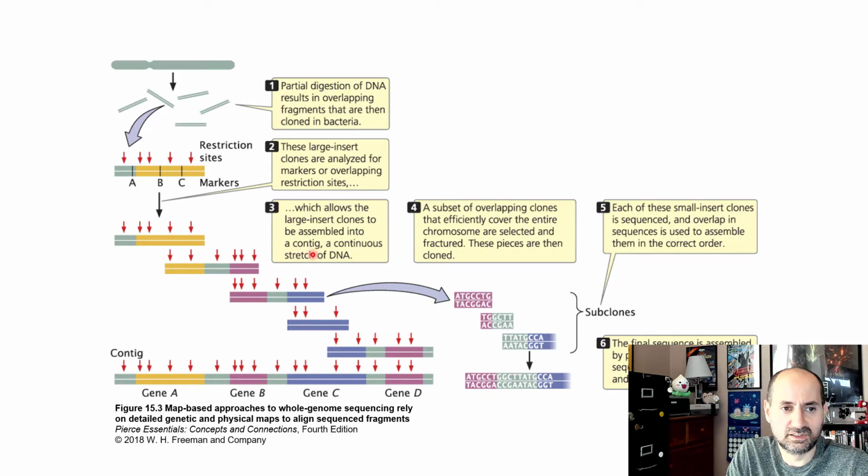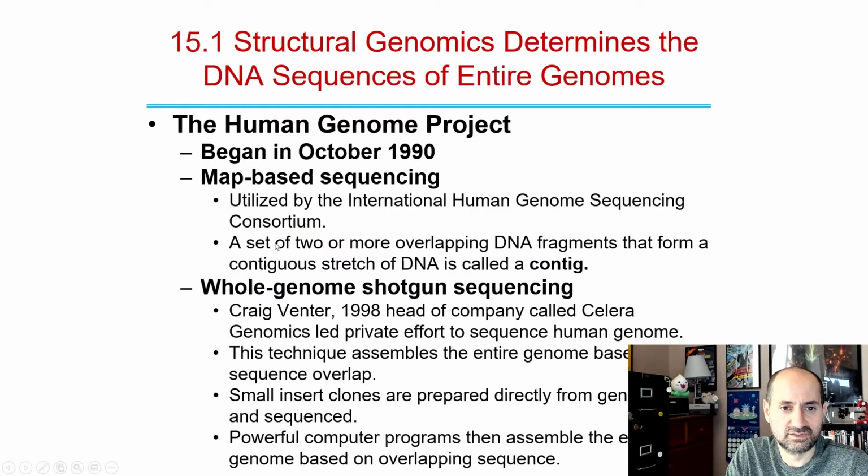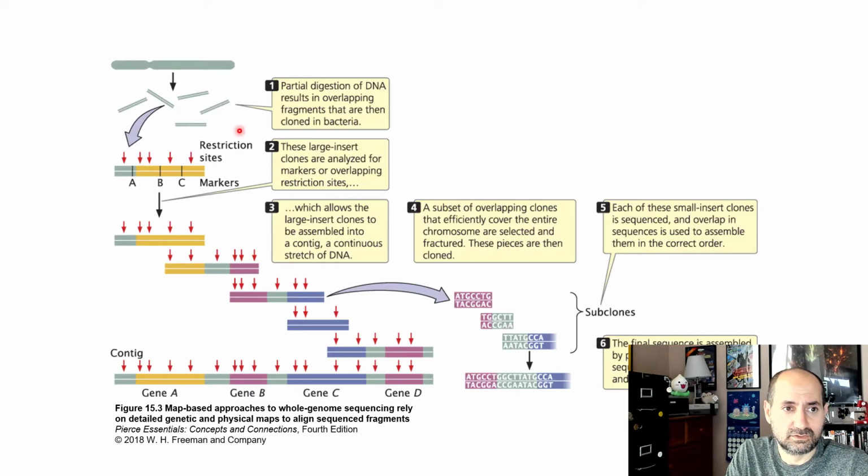I just told you what a contig is, a continuous stretch of DNA. So you need to know what a contig is. Again, a set of two or more overlapping DNA fragments that form a contiguous stretch of DNA is called a contig. So again, you digest your DNA, you clone it, then you look for these contigs. You assemble these fragments into contigs, a continuous stretch of DNA.